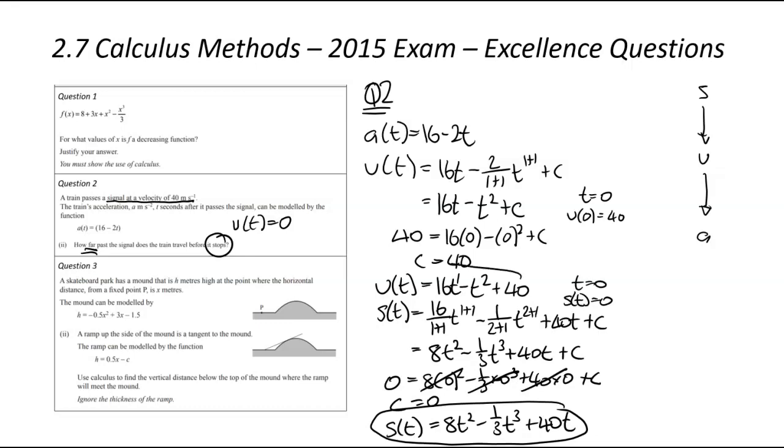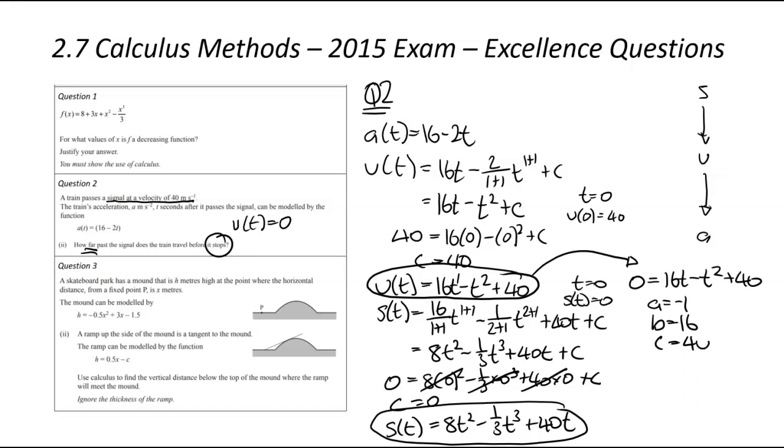So what we're going to do is go back to the velocity equation, and put in 0 as the velocity. So 0 is going to be equal to 16t minus t squared plus 40. Here we've got a quadratic. We could mess around by factorizing, or with the quadratic equation, but I'm going to put it straight into my calculator. My a value is -1 because that's by the t squared, my b value is 16 and my c value is 40.